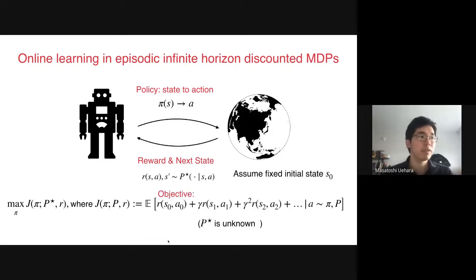And our goal is as follows. Our goal is finding a policy which maximizes the policy value. J_{pi,P,R} denotes the policy value under policy pi, model P, and reward R. And P star denotes the true transition density. And of course, it's unknown. That's why we need to interact with the environment. Right? So that's our goal. And we need to do it in a statistically efficient manner. And J_{pi,P,R}, I forgot to say, is the cumulative discounted reward.